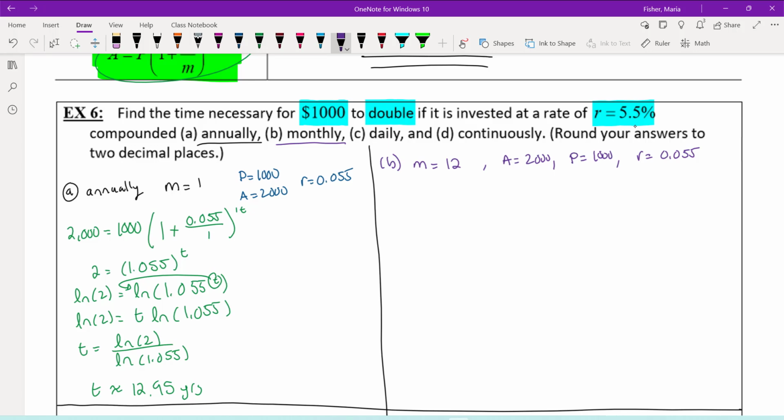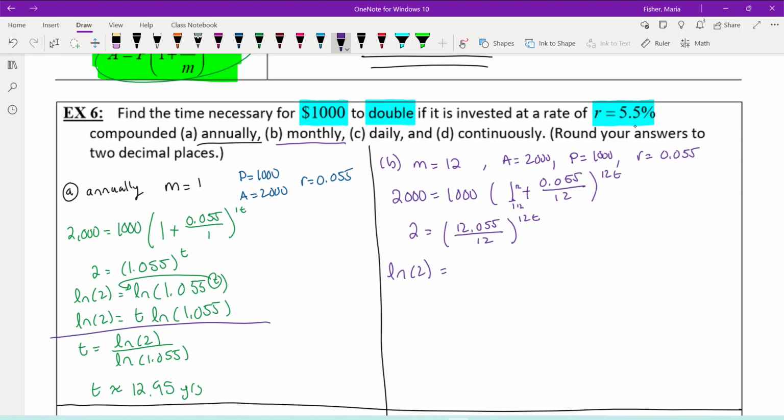So we end up with 2,000 is equal to 1,000 times 1 plus 0.055 divided by 12 raised to the 12t. Dividing both sides by 1,000, we get 2 is equal to, and here if I were to get a common denominator and multiply this by 12, this ends up being 12.055 divided by 12, and that's raised to the 12t.